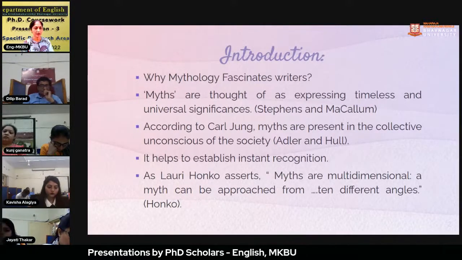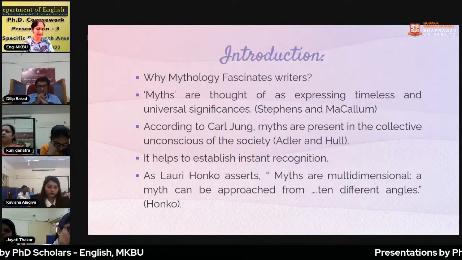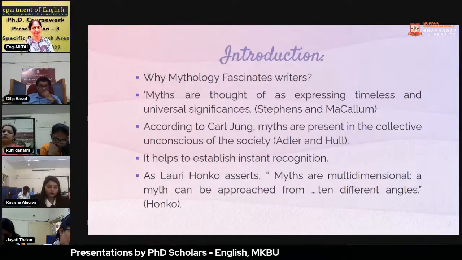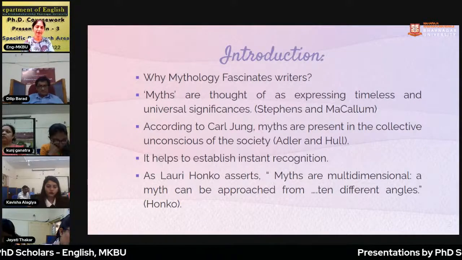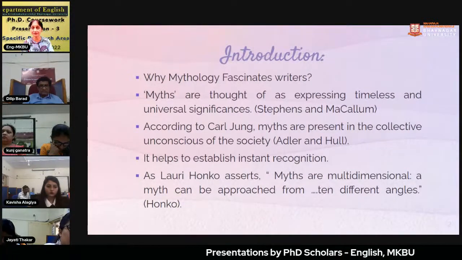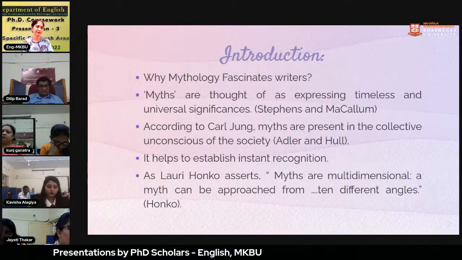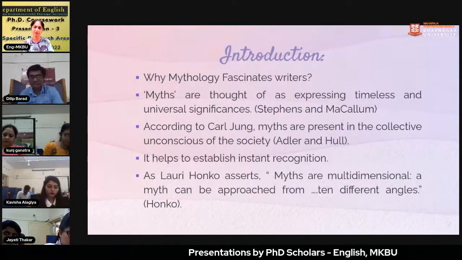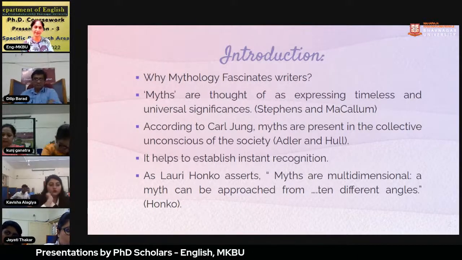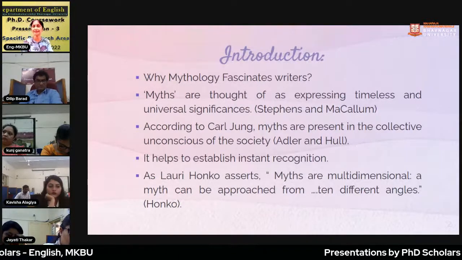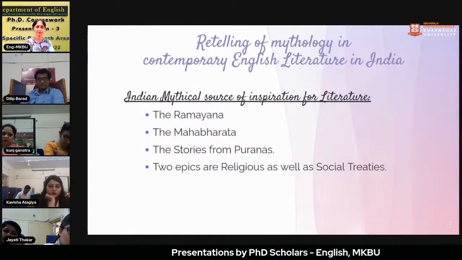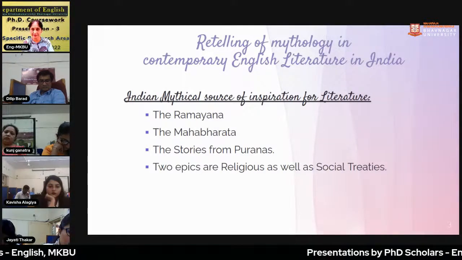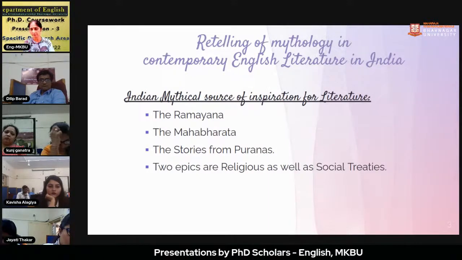Another person is Lauri Honko, in his book The Problem of Defining Myth, where he says that myths are multidimensional. Myths are multidimensional, and a myth can be approached from ten different angles. And the most important is that there is no authorship. One need not take any permission to write upon a mythical theme, and one can mold it and represent it in one's own distinct way, expressing the matter in one's own way. All these are the reasons why myths fascinate modern readers and modern writers so much.